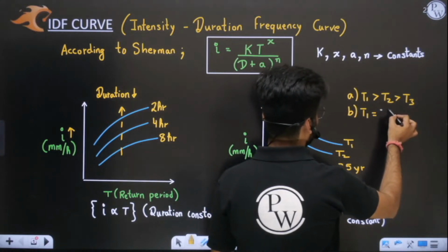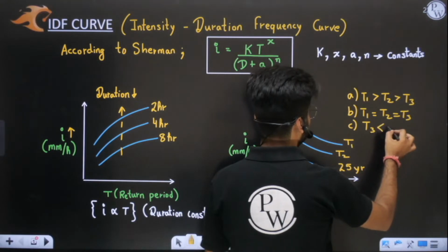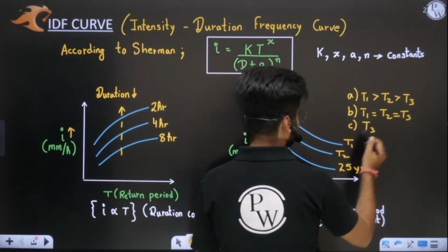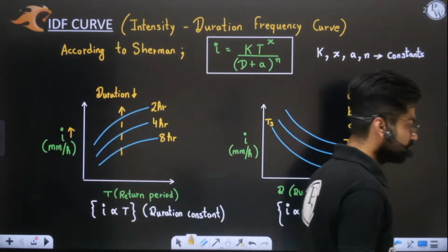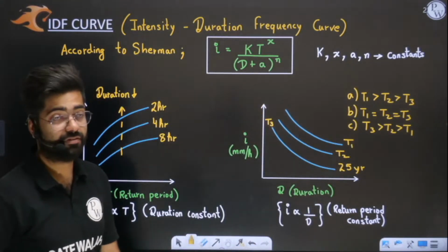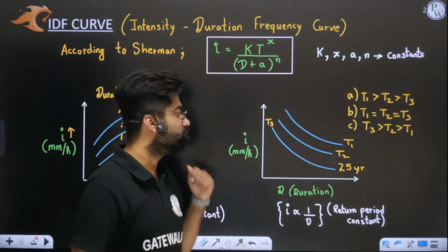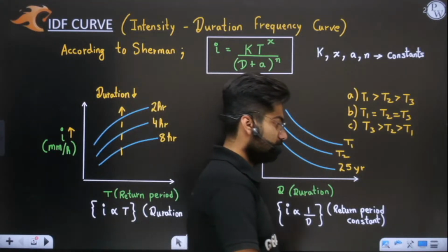Let me see if you are able to understand this. Tell me, A, B, or C option. D is none. Tell me which option will be correct here. Try to comment, everyone. T1, T2, T3, which will be more? Which will be more here? Perfect.